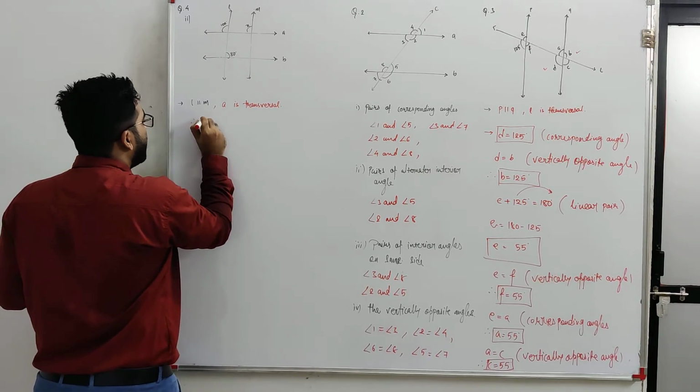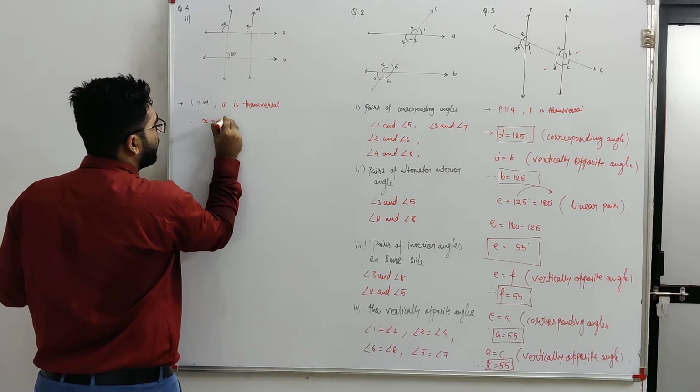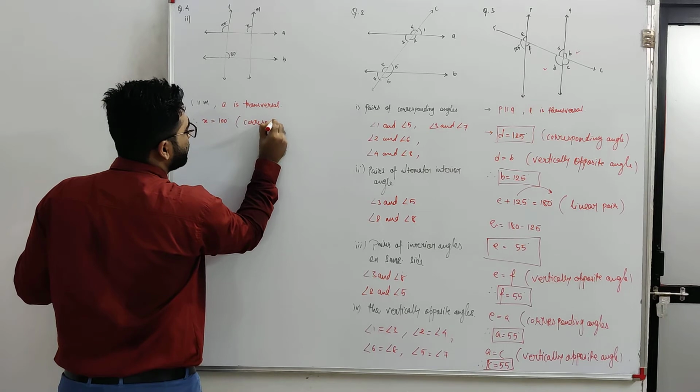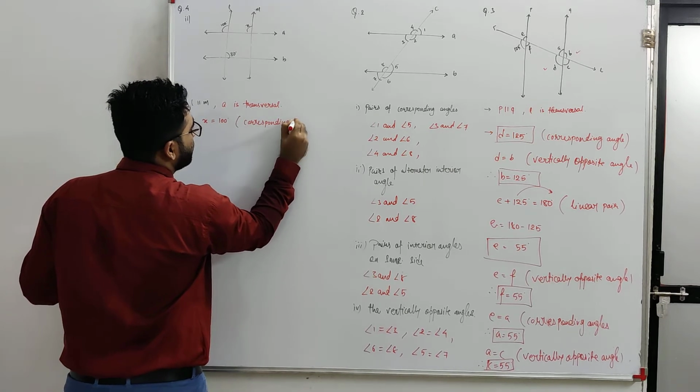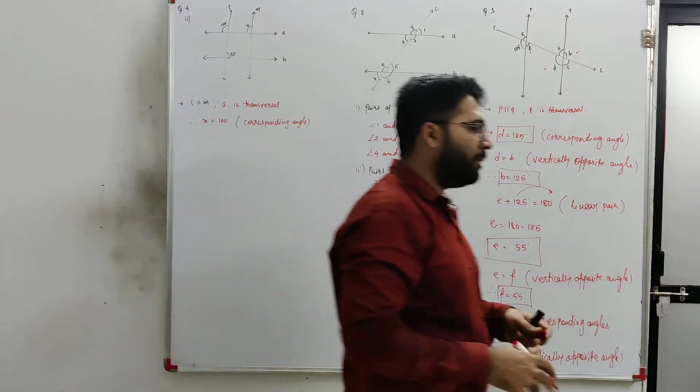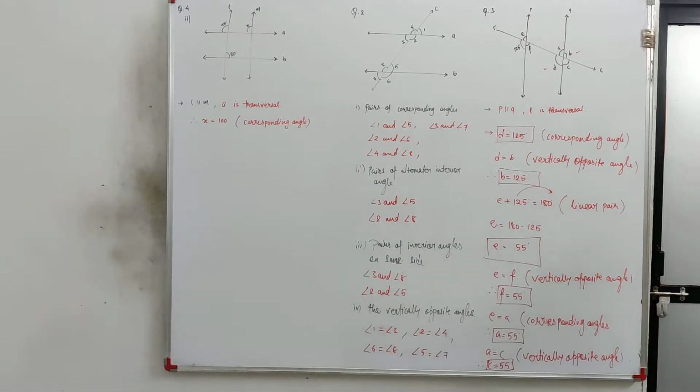Therefore, what? X is equal to 100 degrees. Why? Due to corresponding angles. So this can be solved in one step only. Now, let me see the next question. That is question number 5.